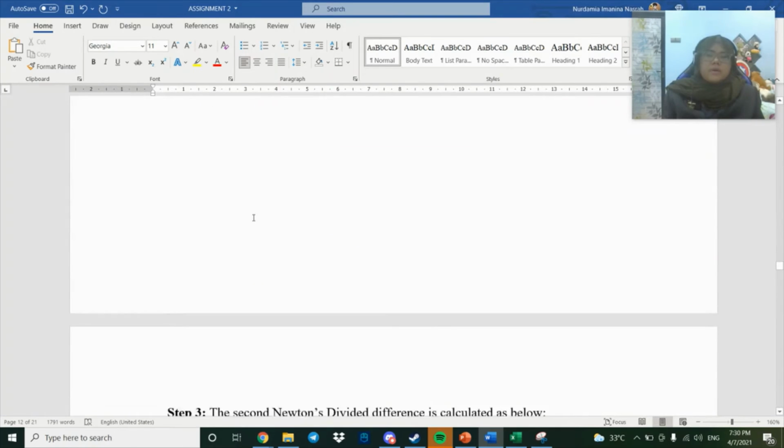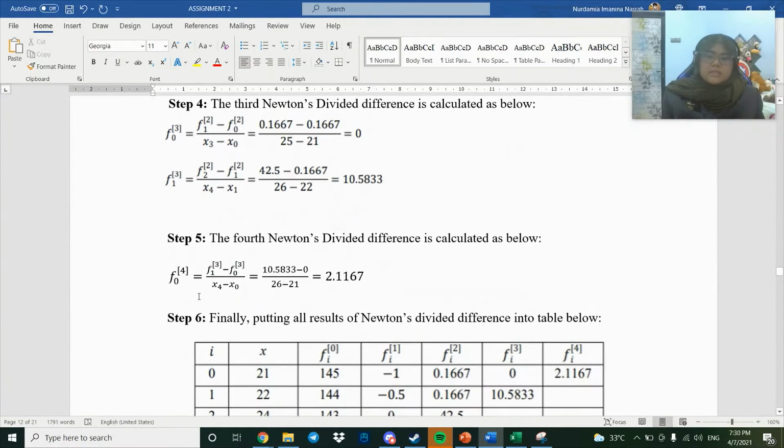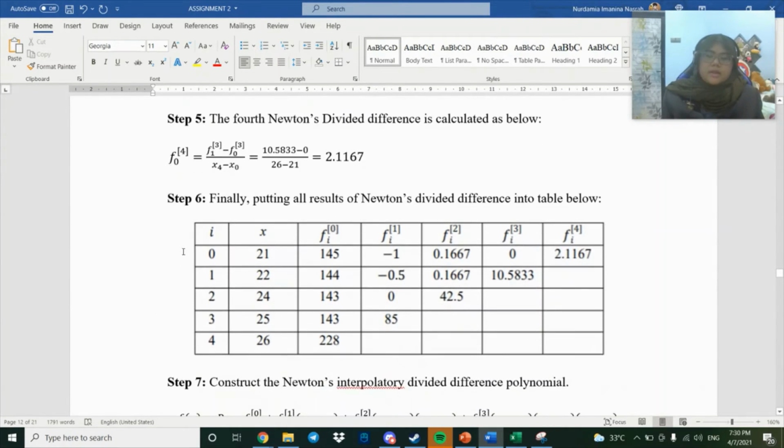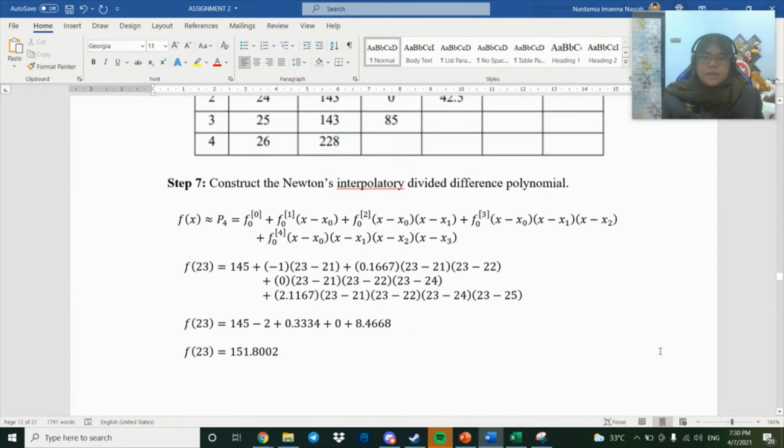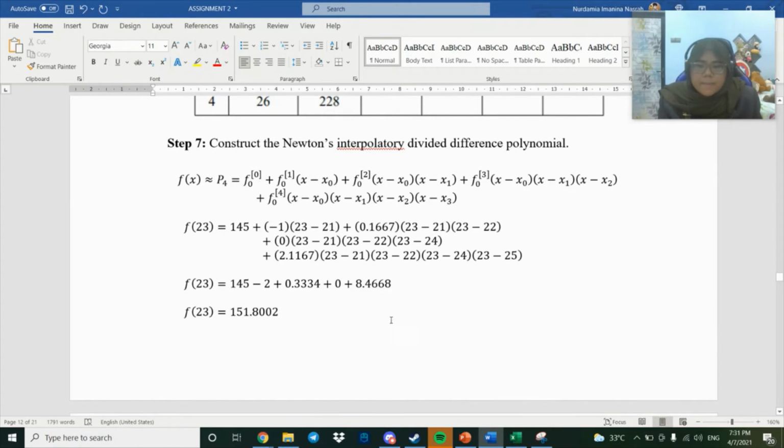From step 1 to step 5, and then we put the values in step 6. And step 7 is to construct the Newton interpolatory divided difference polynomial. This is the equation and the answer.